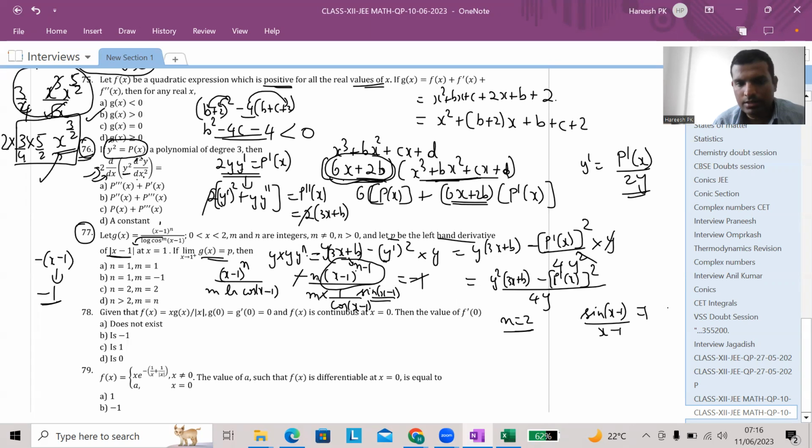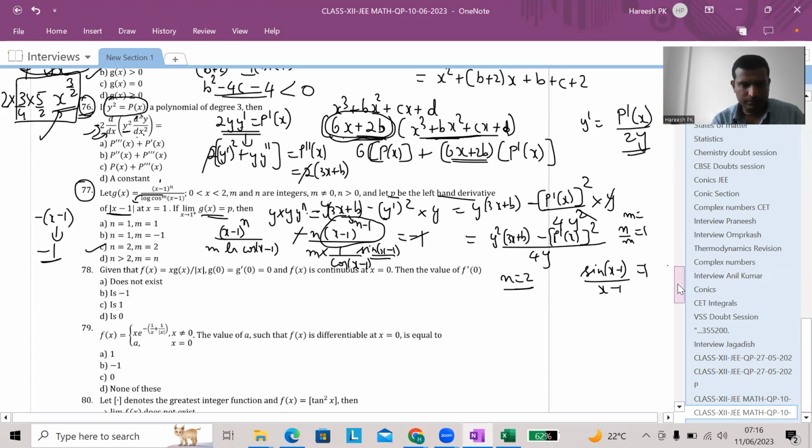So once I understand n is 2, n by m is what will be the limit, because cos 0 is 1, right? So n by m is the limit, and n by m should be 1. So n and m both should be equal to 2. So that is the answer here.